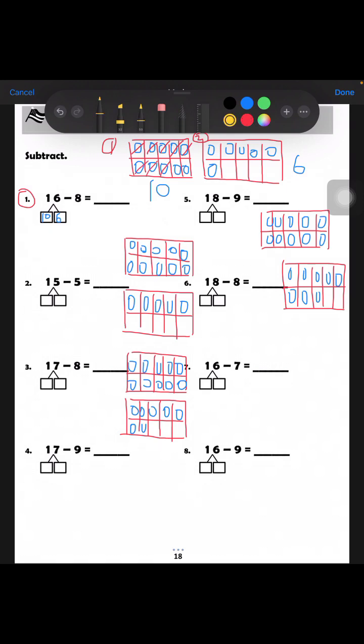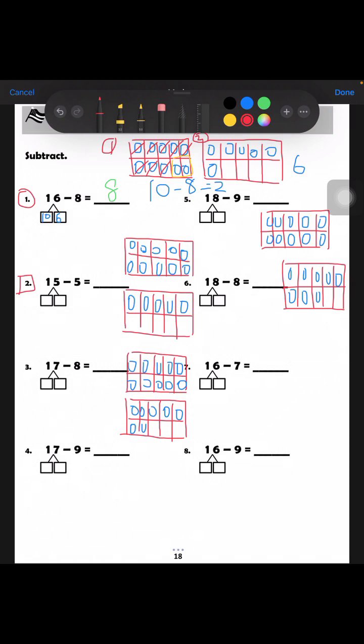Okay, now how many circles left in the first set? 2. So 10 minus 8 equals 2. Okay, 2 circles in the first set and 6 circles in the second set. So how many circles in total? Yes, 8. So 16 minus 8 equals 8. Okay, so we now move on to question 2. 15 minus 5.